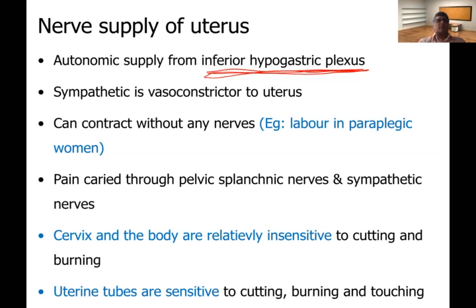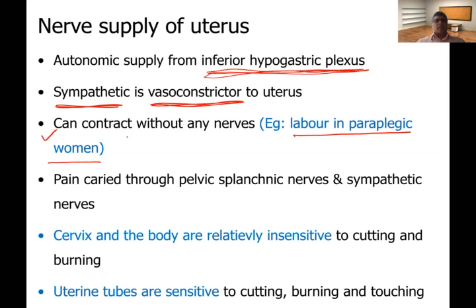And the sympathetic supply to the uterus is vasoconstrictor, so it constricts the blood vessels. The other point that you need to remember is that the uterus can contract without nerves. When the muscles are stretched, or when you have oxytocin hormones and all, it can contract. So you can have labor in a paraplegic woman where the uterus contracts.